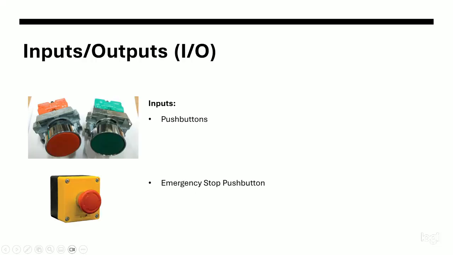Now, this is an example of input. It may be a push button or an emergency stop. The red one is a stop push button, the other one is a start push button, and this is an emergency stop. According to international standards, in your code you have to use the stop button, but you also have to use the emergency stop. The emergency stop cuts the power.